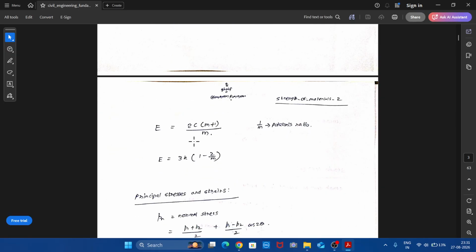Then we have the relationship between Young's modulus, rigidity modulus and Poisson's ratio. That will be E equal to 2C into 1 plus 1 by m. Actually, m by m will be 1, so it is 1 plus 1 by m, that is 1 plus mu. So E equal to 2C into 1 plus mu, where mu is Poisson's ratio. Or E equal to 3K into 1 minus 2 by m, where K is the bulk modulus and 1 by m is Poisson's ratio. So E equal to 3K into 1 minus 2 by m is one relationship, and E equal to 2C into 1 plus 1 by m is the relationship obtained here.